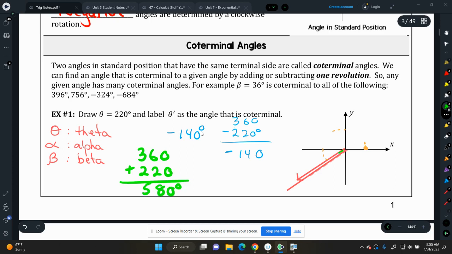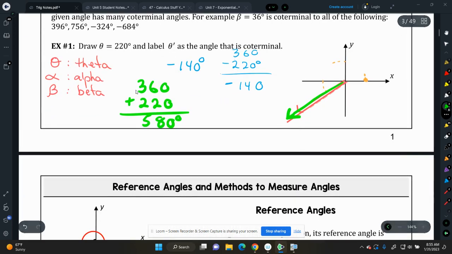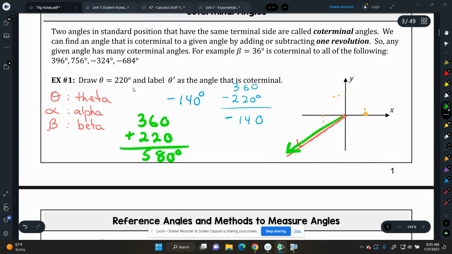Did I end up at the same terminal position? Yes. So this is also a coterminal angle. Okay, that is also a coterminal angle. Questions on the coterminal angles? Can you give me another coterminal angle, but this time it's in negative degrees?